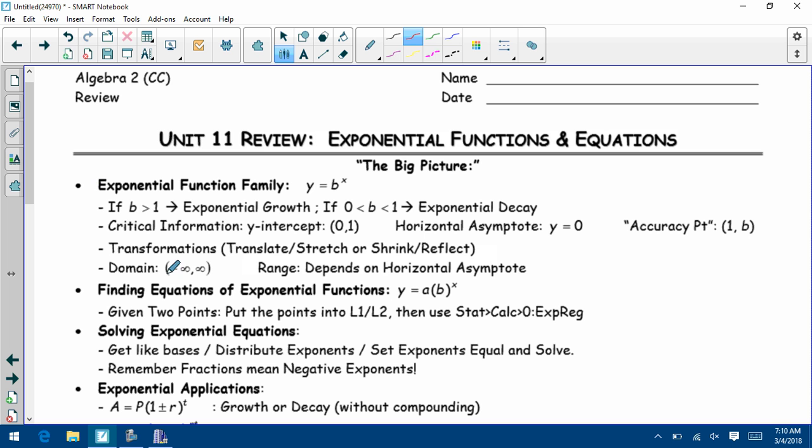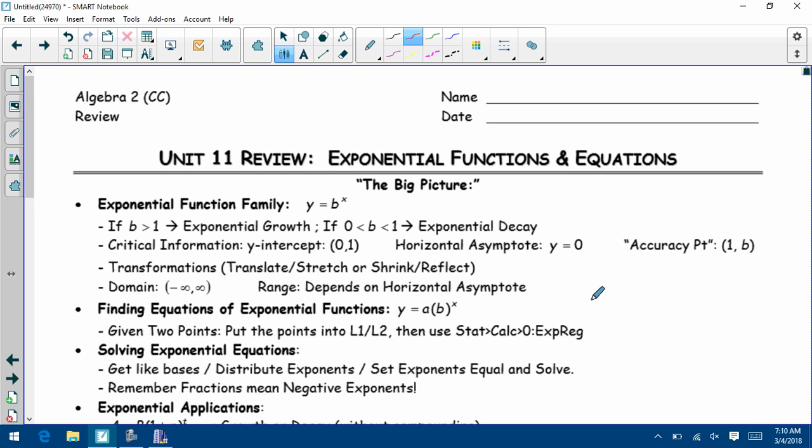We started the unit with exponential function families right before spring break. Remember, every exponential function's parent function is y equals some base raised to the x. And they start with a y-intercept of 0, 1, horizontal asymptote of y equals 0. That extra point is what you get when you plug 1 into the parent function. So it's always going to be 1 comma b. We talked about transformations. The domain is negative infinity to infinity always, but the range depends on what the graph looks like and the horizontal asymptote.